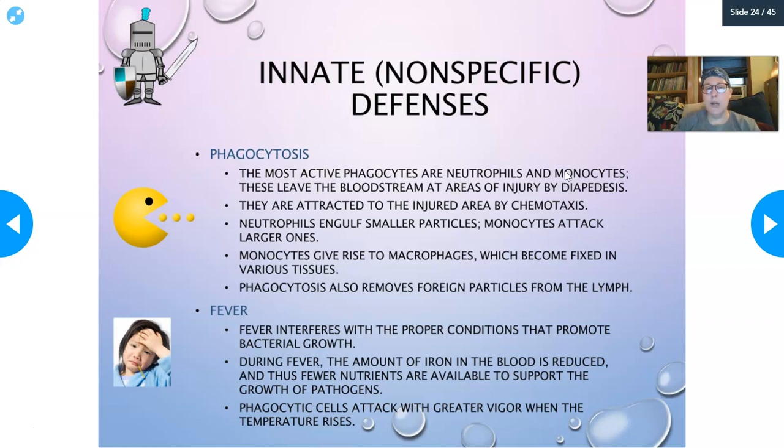And then also your phagocytic cells, like your neutrophils and your macrophages, can attack with greater vigor. So it makes them even more active and better at what they're doing when the temperature rises with fever.